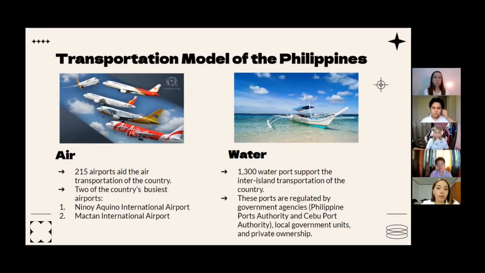In recent years, the government has developed the services of the roll-on, roll-off, or commonly known as RoRo ferries, to provide alternative options for the long-distance inter-island shipping services. With this, port facilities have been refurbished to accommodate the operation of the RoRo ferry services.